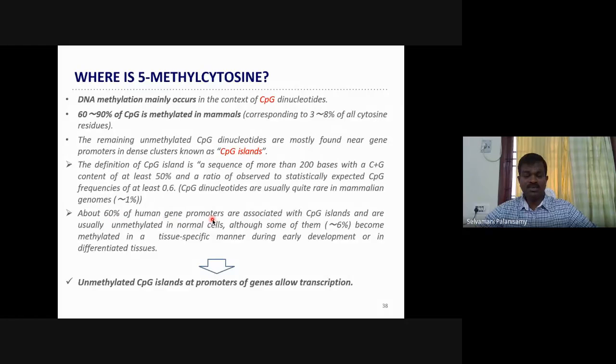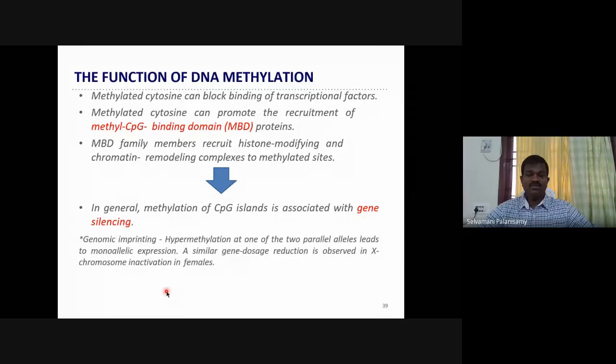60% of human gene promoters are associated with CpG islands, usually unmethylated in normal cells, and they become methylated in a tissue-specific manner during early development. So during pregnancy itself, we undergo these changes and differentiate into tissues. And these unmethylated CpG islands allow the genes to be transcribed. Coming to the function of DNA methylation, it can block binding of transcription factors, it can promote the recruitment of methyl-CpG binding domain proteins, and it is involved in gene silencing as well as genomic imprinting.